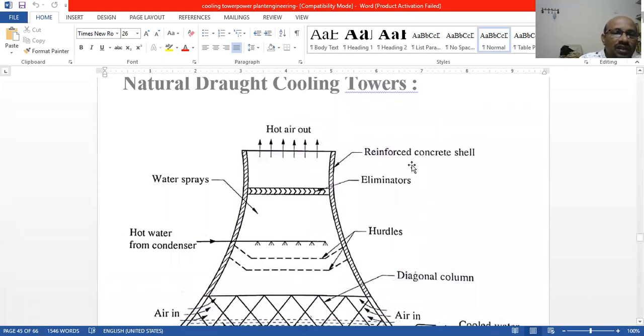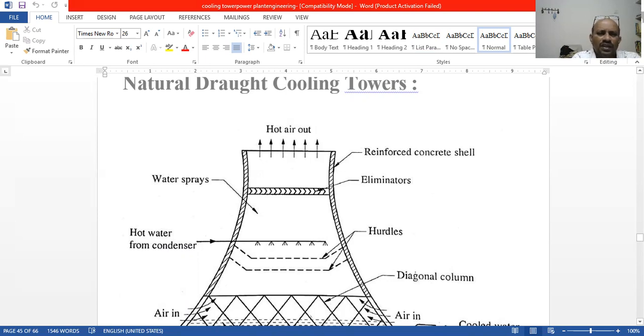See here, hot air is going out, and water sprays will be there in this cooling tower. Hot water comes from the condenser. Eliminators will be there, meaning water traces will be there, and the construction is reinforced concrete. That much heat is going to be generated, so we have hurdles, that is, the trays, in there.